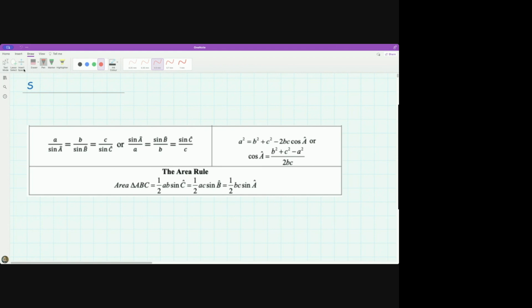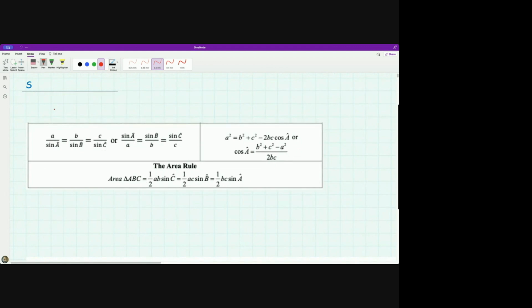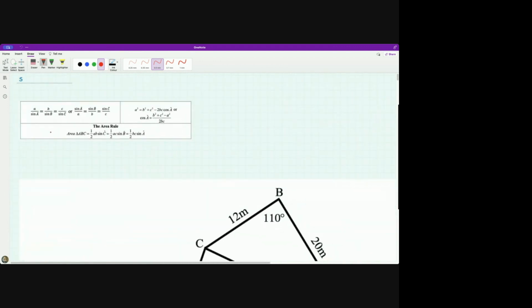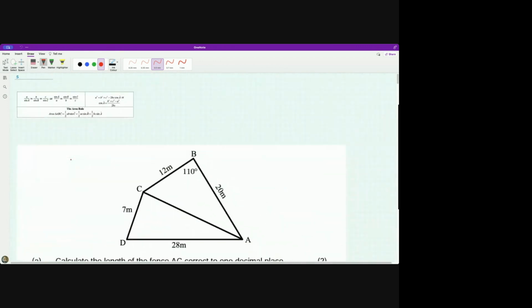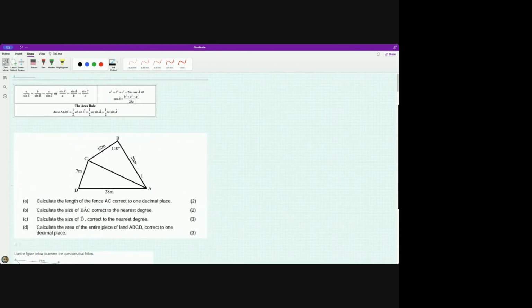So let's see what we can do if we combine these rules together into a question. And I'll leave this up as a sort of helpful formula sheet. And the first question for today is going to be to find the length of AC. So let's go and find AC. It's over here.